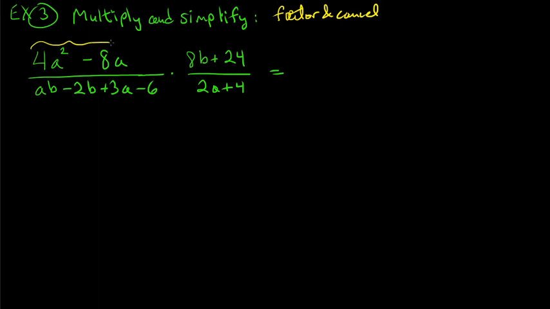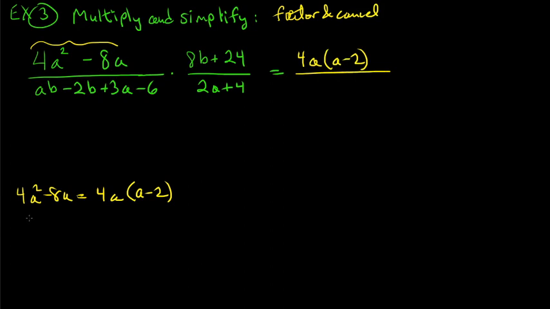Let's start with the first numerator here, the 4a squared minus 8a. The GCF here is 4 and an a, so we can factor out the 4a, and we're just left with a minus 2. So the first numerator is 4a times (a minus 2).